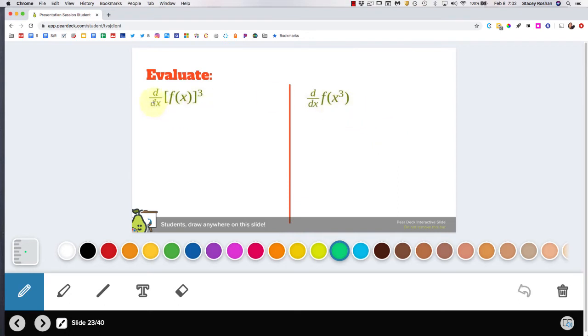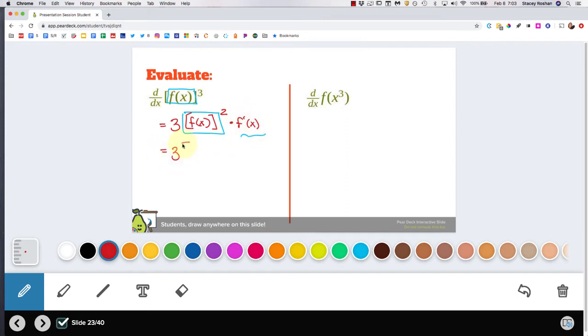If I do the derivative of f of x cubed, then I'm doing box cubed, and the derivative of box cubed is 3 box squared times the derivative of the box. And what was in that box? f of x. So I have 3 f of x, that quantity, squared times the derivative of f of x, which is f prime of x. So that's my answer there.